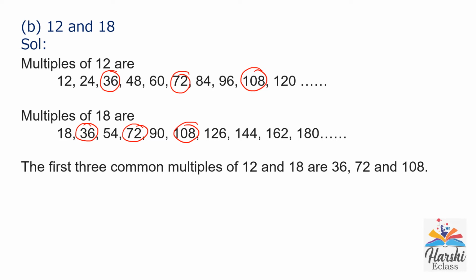Multiples are nothing but the tables which we write. 12 ones are 12, 12 twos are 24, like that. 12, 24, 36, 12 fours are 48, 12 fives are 60. We need to write the multiples of the given numbers and then compare those two multiples.